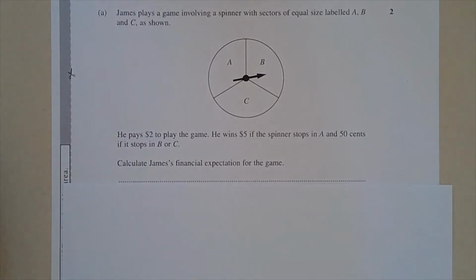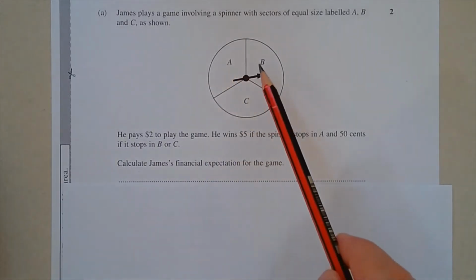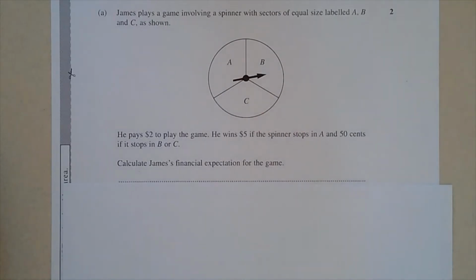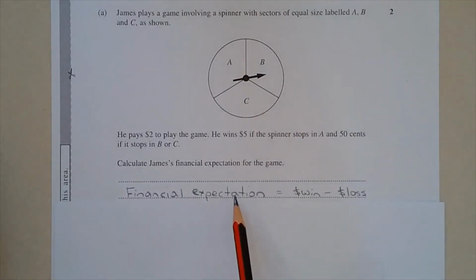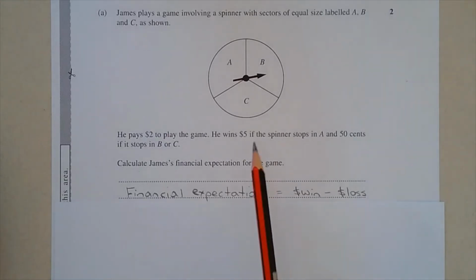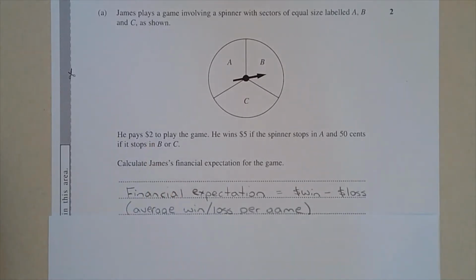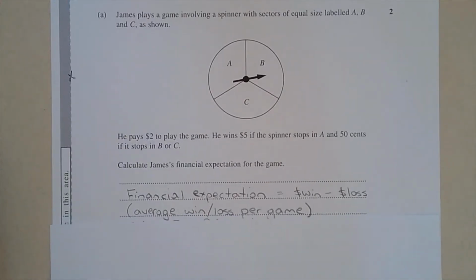So let's think about this for a moment. James pays $2 to play the game, so he's already lost $2. However, if the spinner lands here in A, he's going to win back $5. If the spinner lands in B or C, he'll win 50 cents. So financial expectation is equal to the dollar win minus the dollar loss. So that takes into account the probability of winning the amounts shown, so $5 or 50 cents. And we know what the loss is already. So the loss is $2. And we can think of financial expectation as the average win or loss per game or per play.